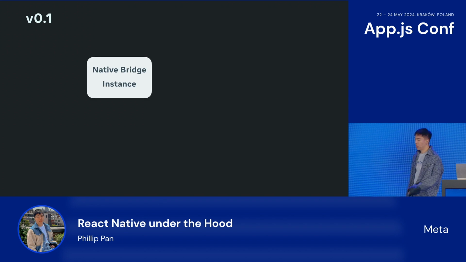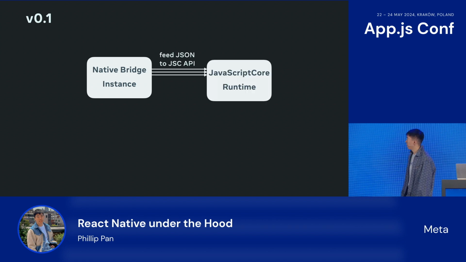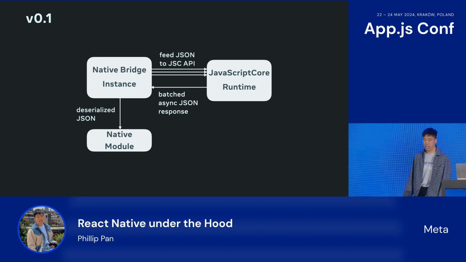So let's talk about the flow of data in this old world. All JS events would need to go through the bridge. The bridge would serialize the commands to JSON and invoke these methods in JSC. The callbacks would get asynchronously batched into a JSON response. We would then deserialize the response and invoke the method on the native module.